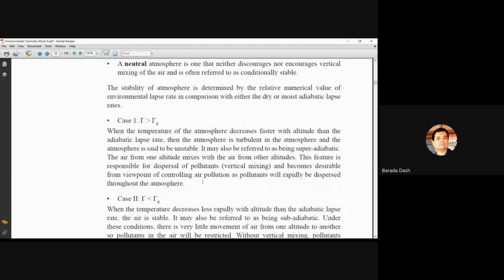So first case, gamma greater than gamma d, where gamma is the actual lapse rate and gamma d is the dry adiabatic lapse rate. In case 1, the temperature of the atmosphere decreases faster with altitude than the adiabatic lapse rate. Then the atmosphere is turbulent and is said to be unstable.